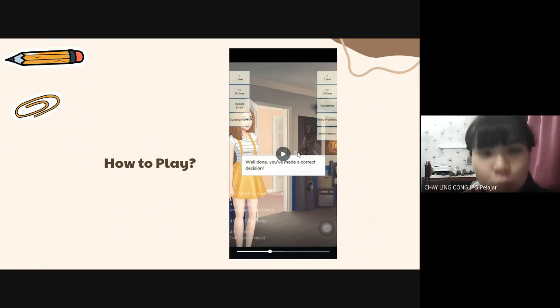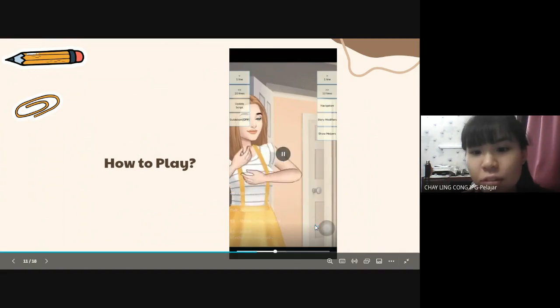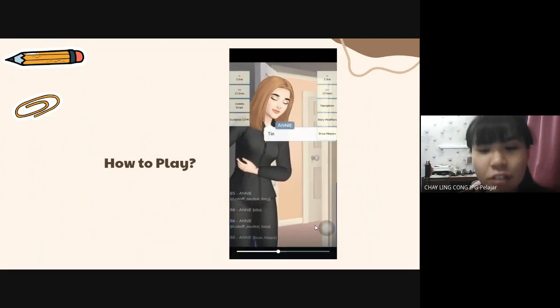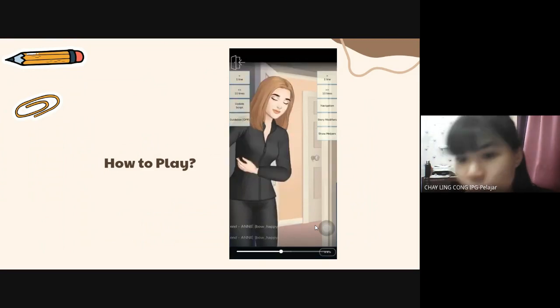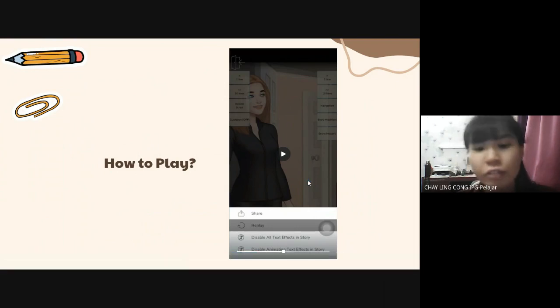So throughout the process, they have chosen their answers, and the narrator will let them know whether they have made the correct decision or answer. So what if they made a mistake? This is basically the outfit, so it can be more interactive and more interesting. There's a replay button down there. If they have made a wrong decision, they can try to reattempt this game or this episode.